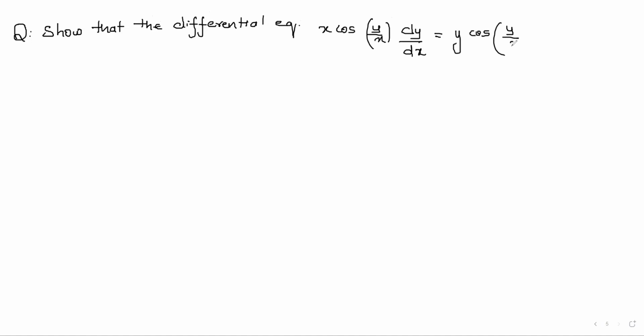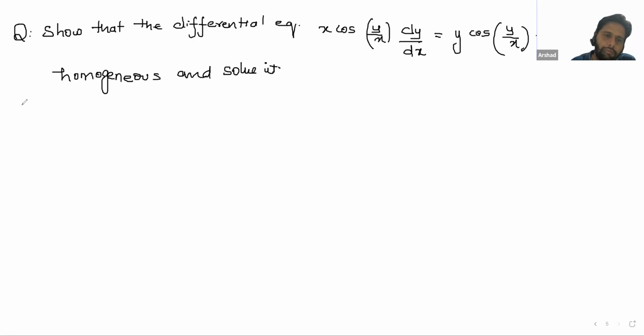Show that the differential equation x cos(y by x) dy by dx is equal to y cos(y by x) plus x is homogeneous and solve it. Okay, so we need to check whether it is homogeneous or not, and then we need to solve this question. So please check here.